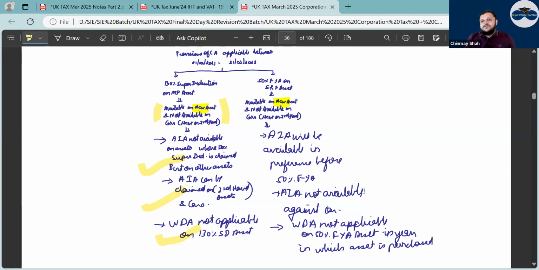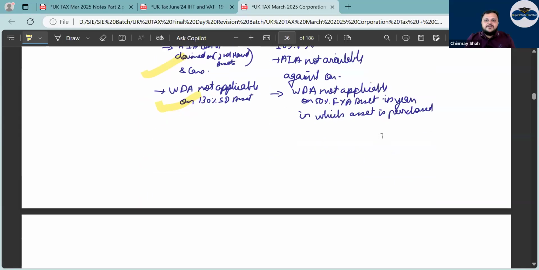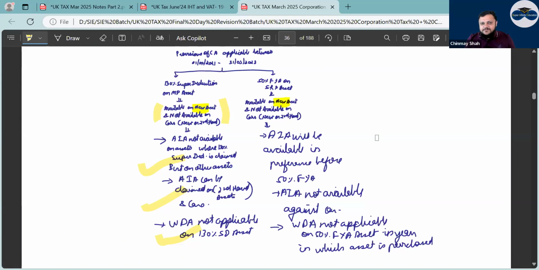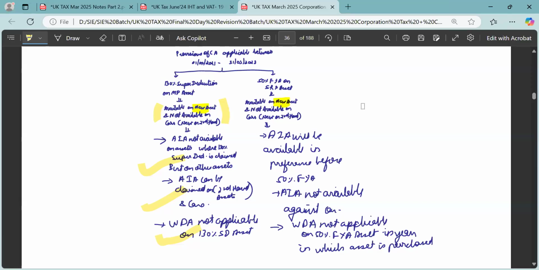Now this is not applicable, correct? This is not applicable at all. But what will happen on sale of these assets is something that is applicable to you. Do you know all this, the 130% and 50% FYA, SRP assets? Tell me. Or did you not learn it? Tell me.